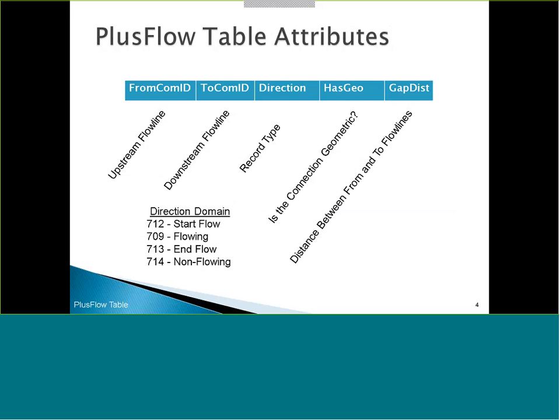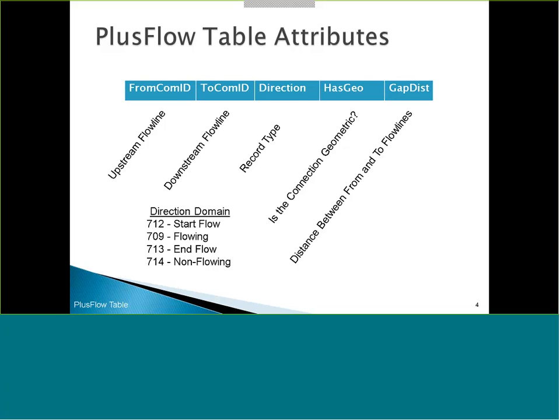There are 5 attributes that are important in the Plus Flow Table. The from-com ID, that's the upstream flow line. The to-com ID is the downstream flow line. The record type, which tells you what kind of a record it is in the Plus Flow. And a question: does this flow relationship have geometry?